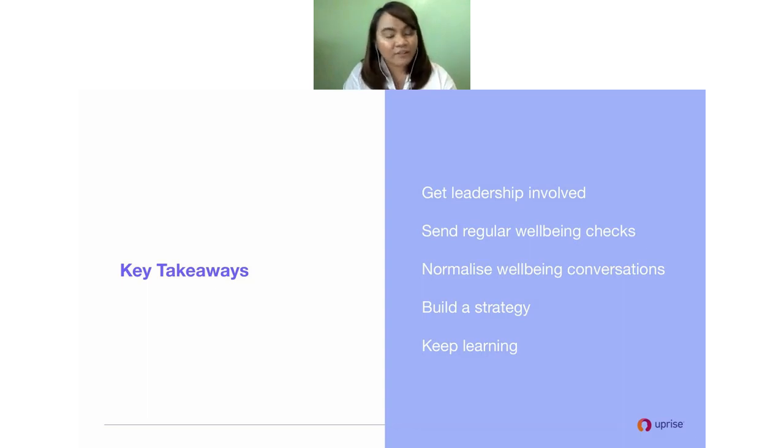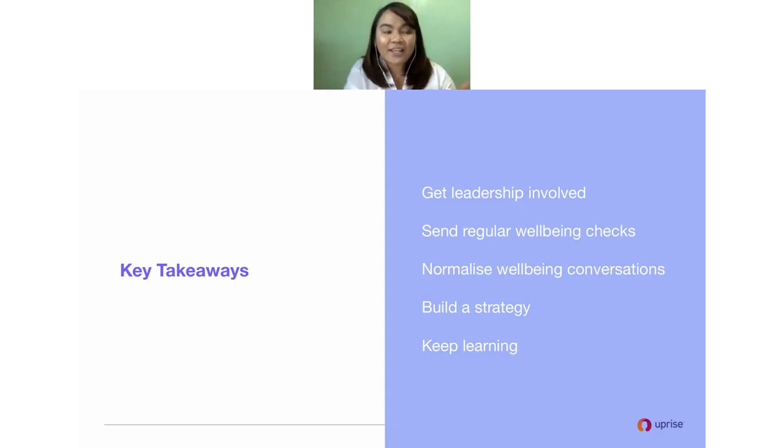Next is normalize well-being conversation, providing a safe space for your employees to discuss well-being, mental health issues, and things like that. And you, as their leader, maybe as part of the people and culture team, or basically a leader and manager within the team, you have to remind yourself that you don't have to solve these things. Hence, you have Uprise to support you whenever you encounter this kind of issue within the company or within your team members. Most of the time our team members just need someone to listen to them, right? And then again, build a strategy.